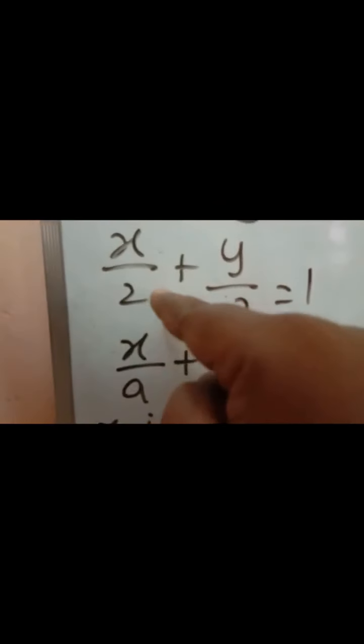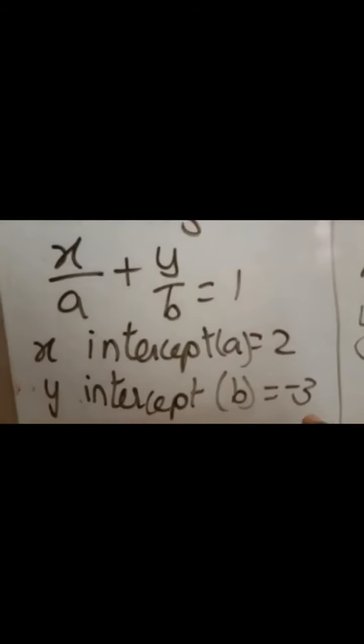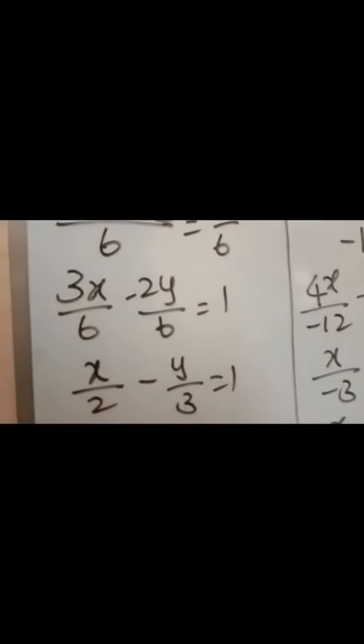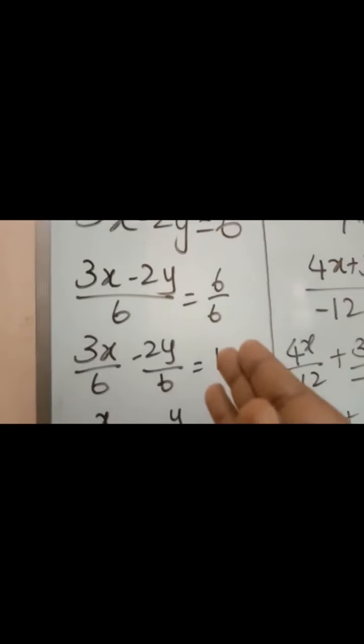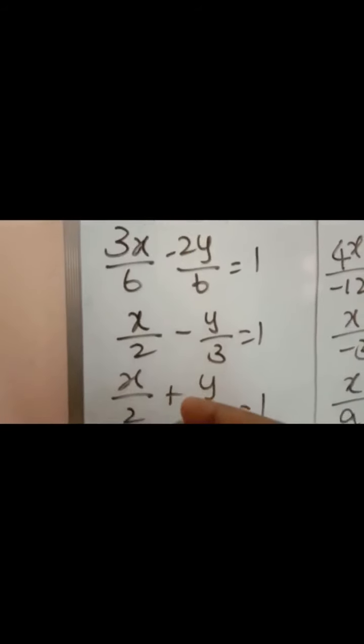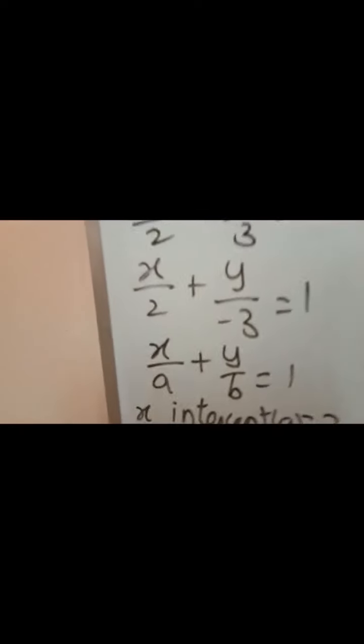Now this is in the form of x by a plus y by b equal to 1. Instead of a, what is there? 2. So x-intercept a is equal to 2. Instead of b, minus 3 is there. So y-intercept b is equal to minus 3. Right? So if the equation is given, how to find x-intercept and y-intercept? Bring the constant to the right hand side and divide by the same constant on both sides and split it into two fractions, bring the constant to the denominator and find x-intercept and y-intercept.